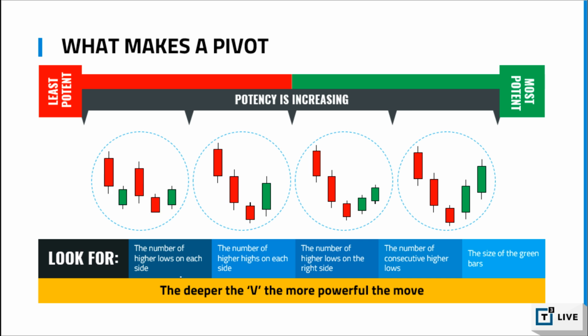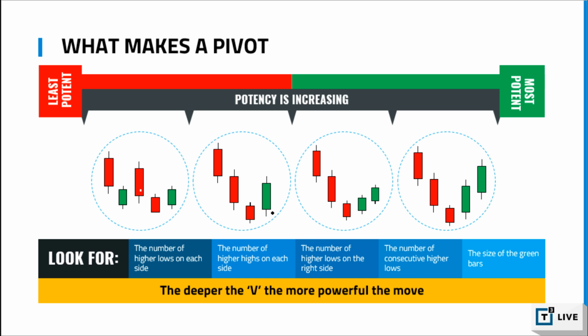We look for the number of higher lows on each side. The more, the better. The number of higher highs on each side also. Higher highs meaning higher bars. We want the high to be higher than the previous candle, because sometimes you get a higher low, but you don't get a higher high. Meaning, what if this candle actually closed right here?